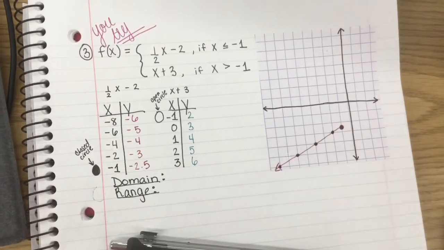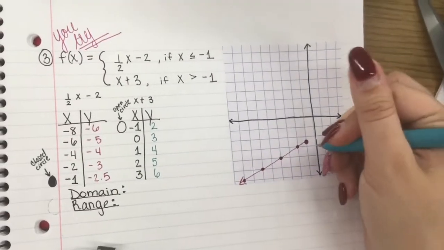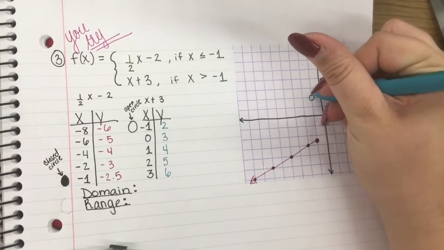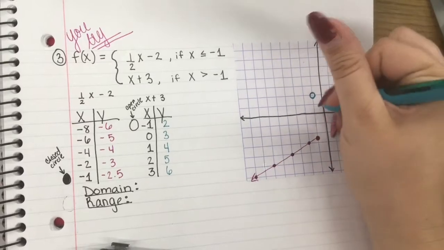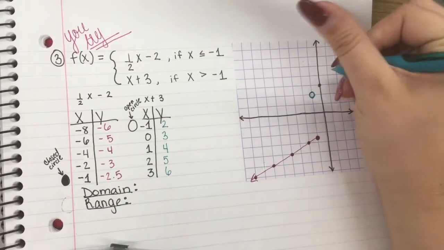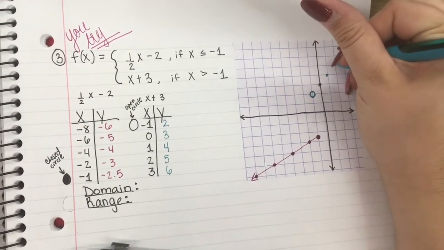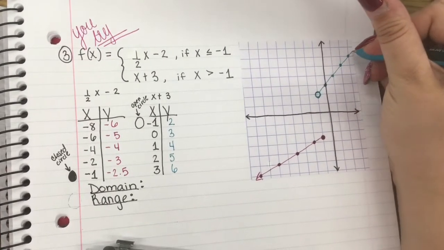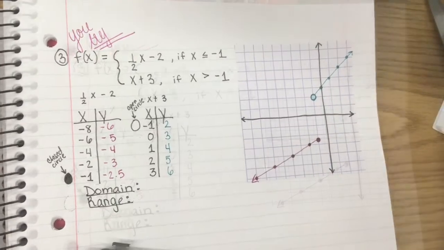Don't forget to connect your dots and notice that the arrow is only on the left side of this graph because the graph doesn't exist to the right. As I start to plot my points for my second function, notice that I'm using that open circle at -1, +2, and I'll do the same here. I'll connect my points and the arrow will only go towards the right.